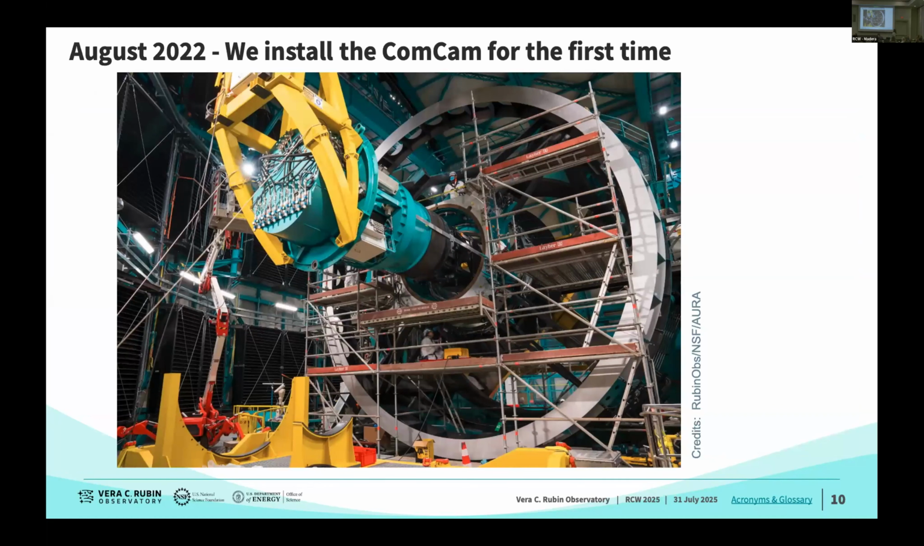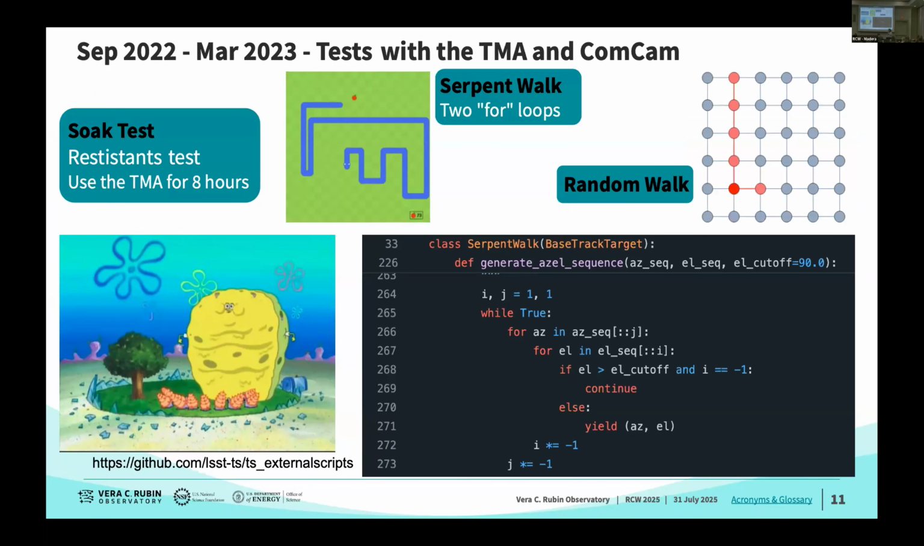And in August 2022, for the first time ever, we installed the commissioning camera on the telescope and again did all the testing with the TMA. I'm not going to tell you everything about the testing, but some of the most important ones were, for example, the soak test. That is pretty much mimicking the movement of the telescope through the operation. So it is 8 hours of testing.